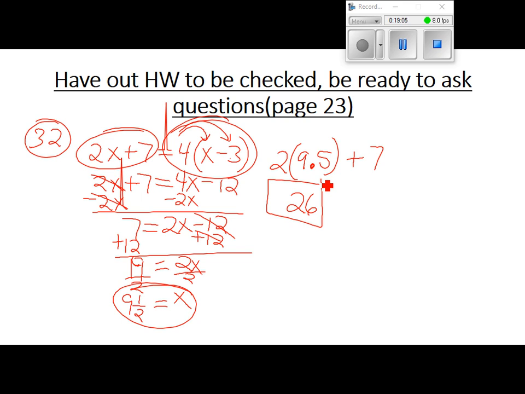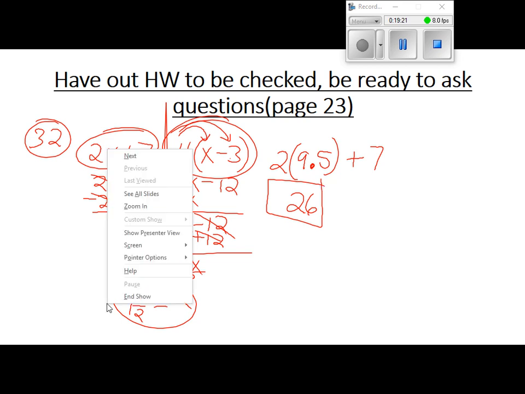Other questions? 25. Carpentry. Carpenter has a piece of wood that is 78 inches long. He wants to cut it so that one piece is 5 times as long as the other piece. What are the lengths of the two pieces?